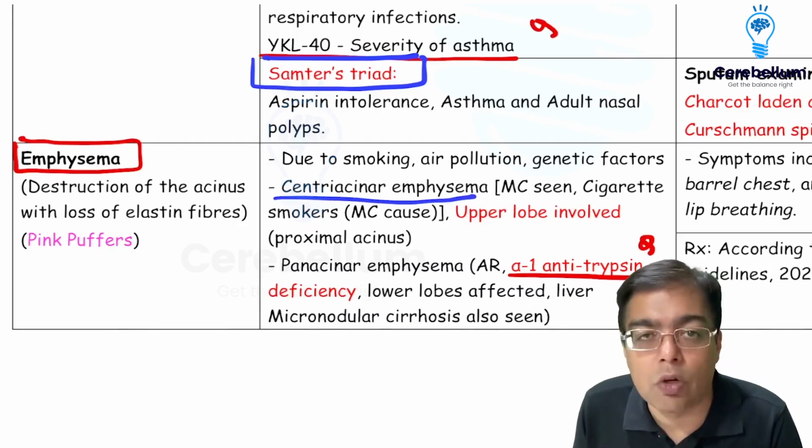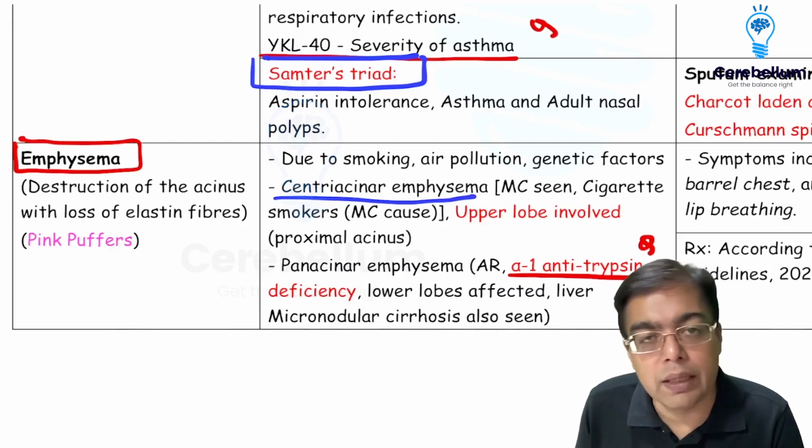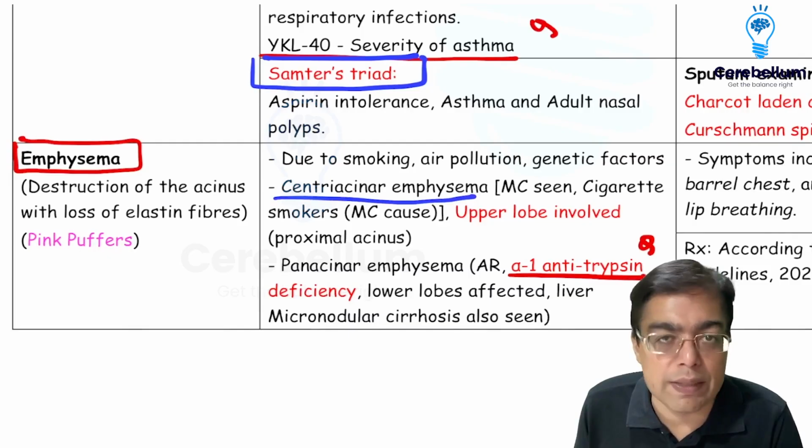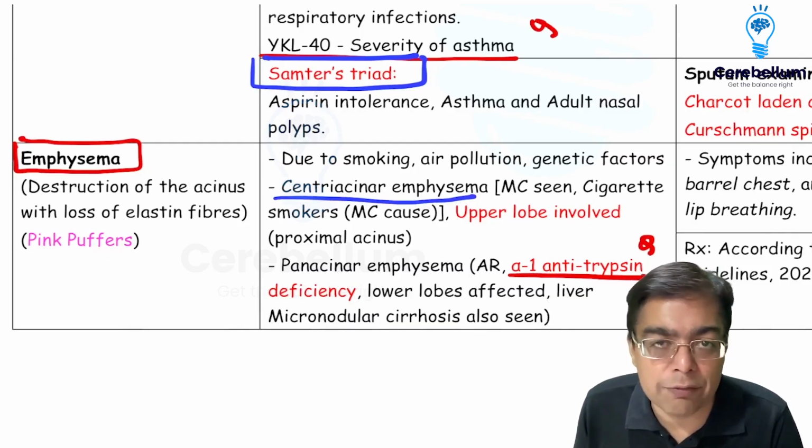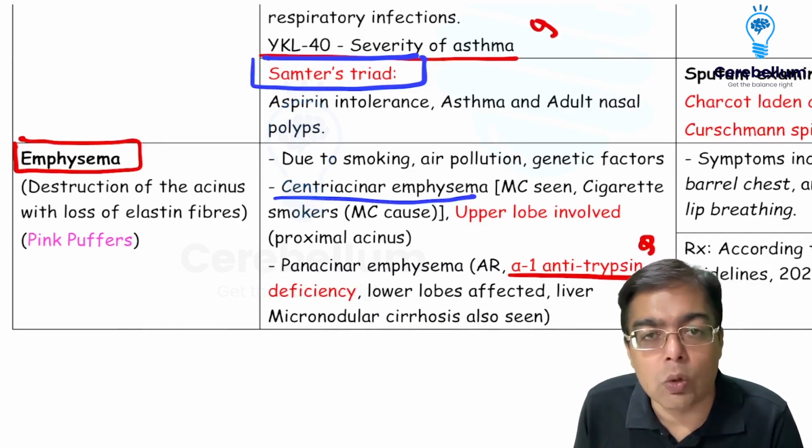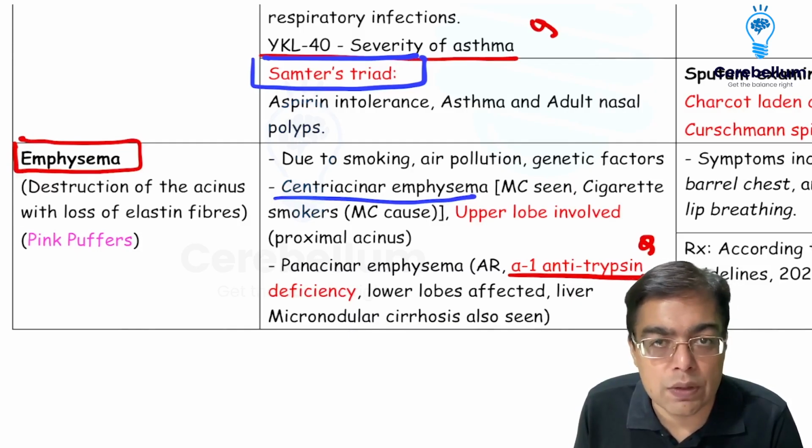The more common clinical variant, which is centri-acinar emphysema, classically causes involvement of the upper lobes of the lung, and there is involvement of the proximal part of the acinus. In case of pan-acinar emphysema, we find that there is predominant involvement of the base of the lung. Patients having pan-acinar emphysema, apart from pulmonary involvement, also have hepatic involvement in the form of development of micronodular cirrhosis.